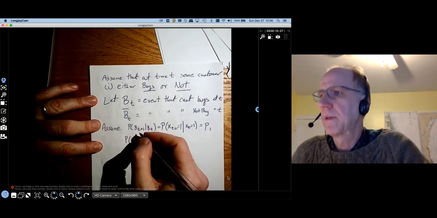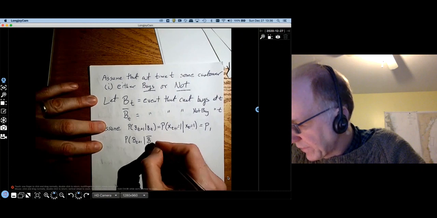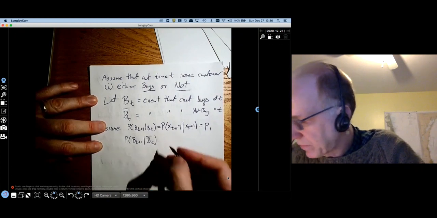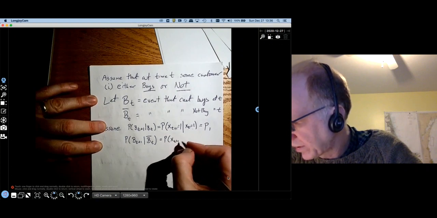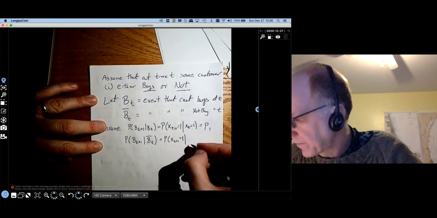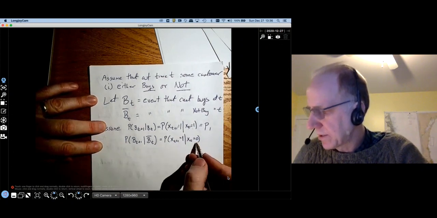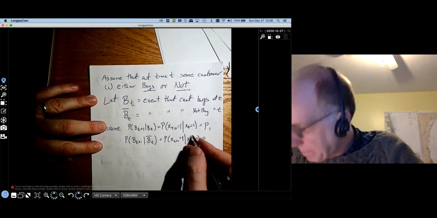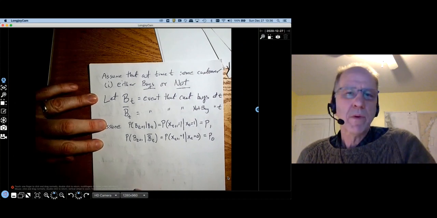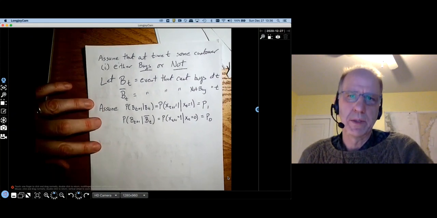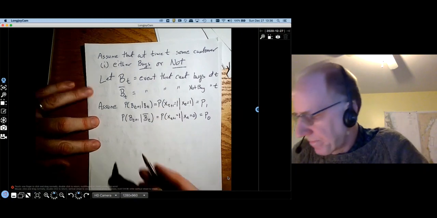Likewise, the probability that the customer buys at time t plus 1, given that the customer did not buy in the previous period. So you can write this as X sub t plus 1 equal to 1, given X sub t is equal to 0. So given that I didn't just buy, the probability that I buy again, we're going to call P naught.